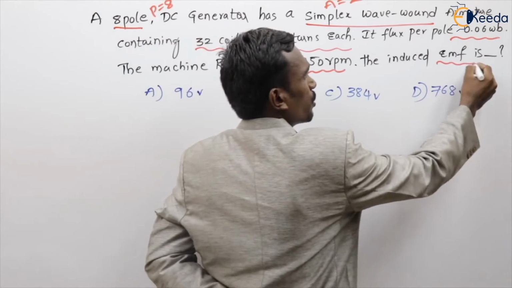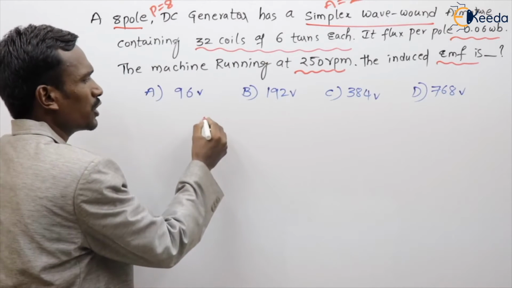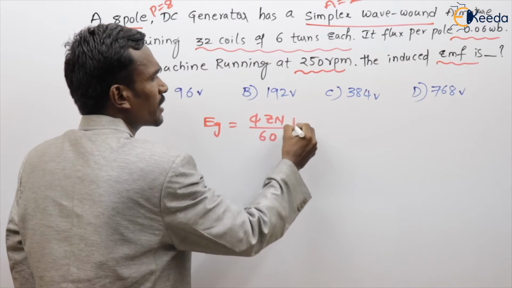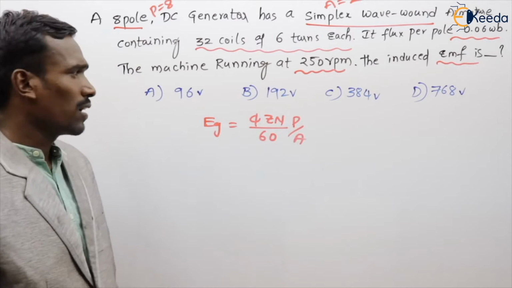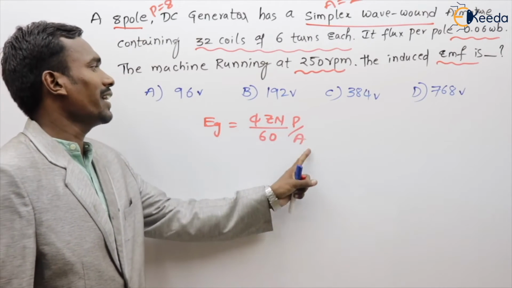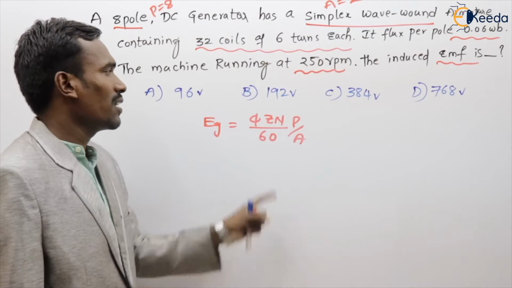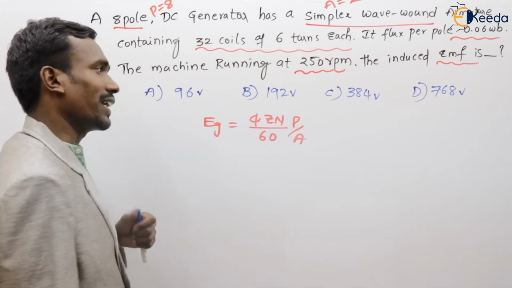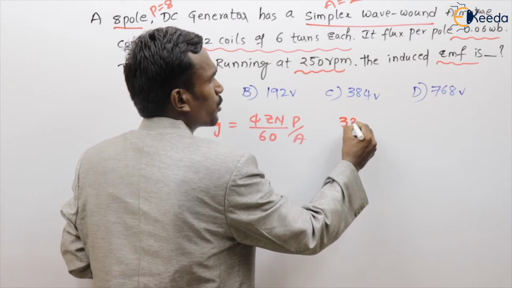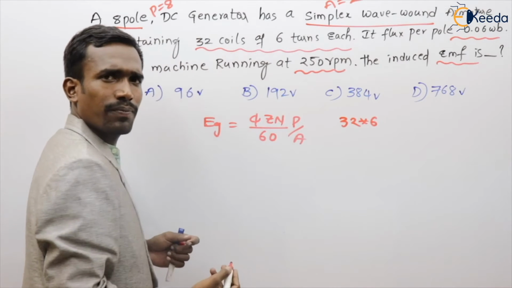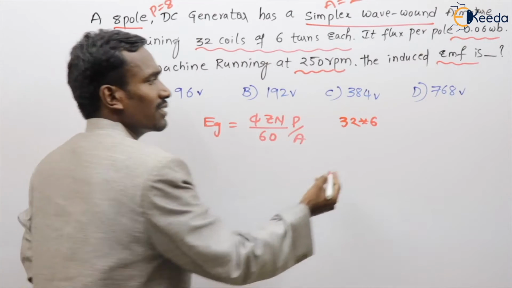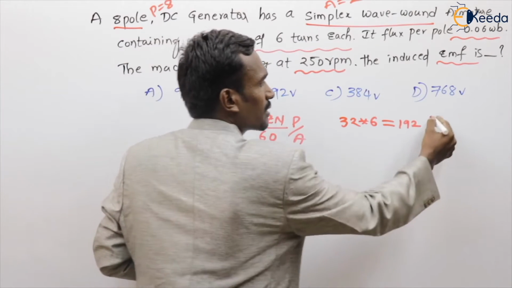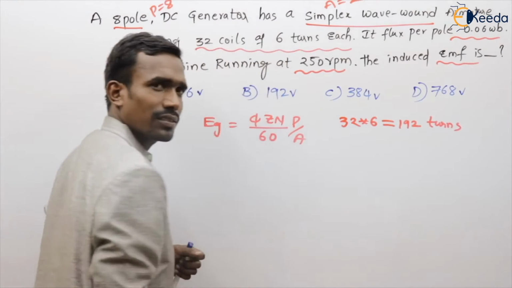Then find the induced EMF. Tell me, sir, the induced EMF formula: E is equal to phi Z N by 60 into P by A. We have N 250, P 8, A 2 and flux 0.06. Now I want to find out Z. Z is nothing but the number of conductors. They gave 32 coils each 6 turns, which is 192 turns.